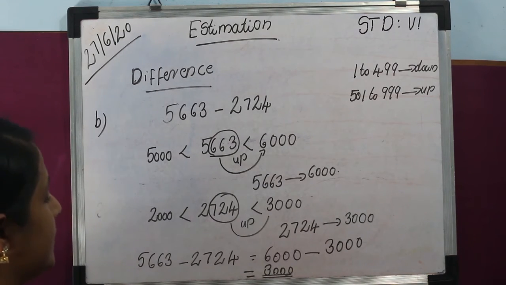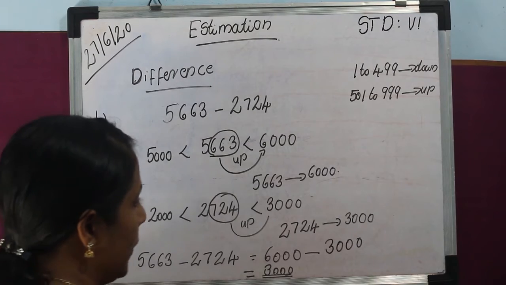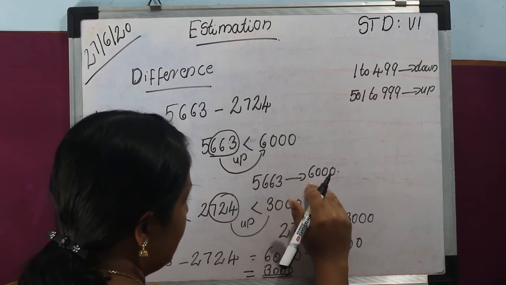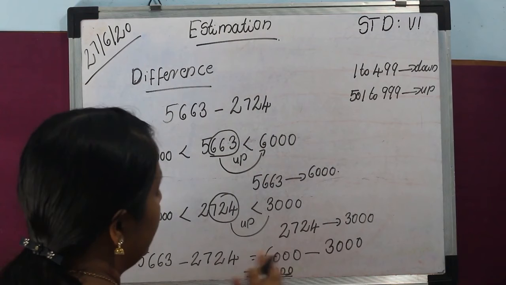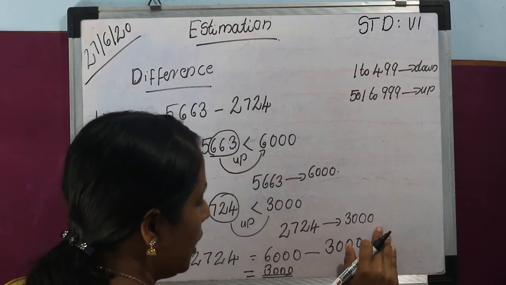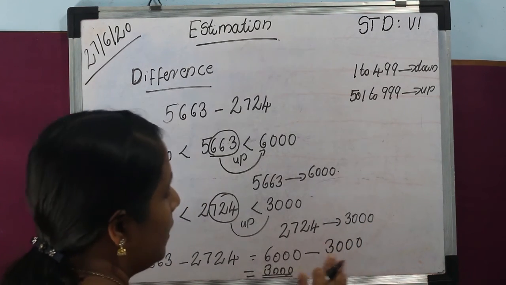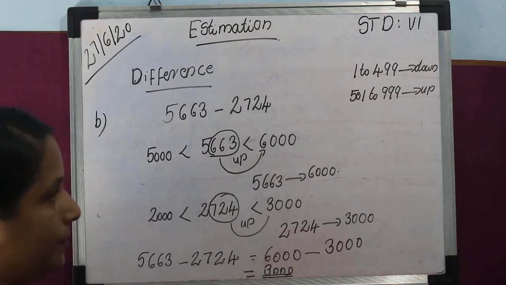Therefore 5663 minus 2724 equals. For 5663 we now get the number 6000. Then 6000 minus, in the place of 2724 we get the number 3000. Therefore 6000 minus 3000 equals 3000.